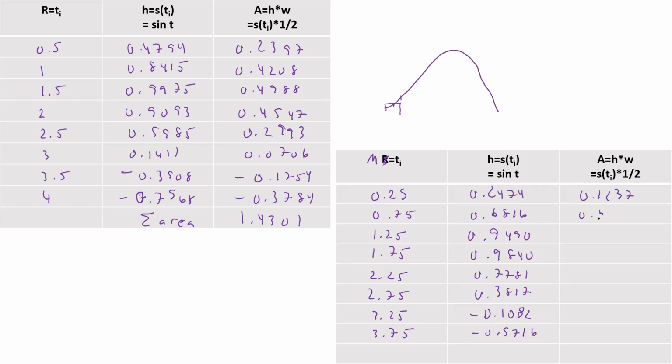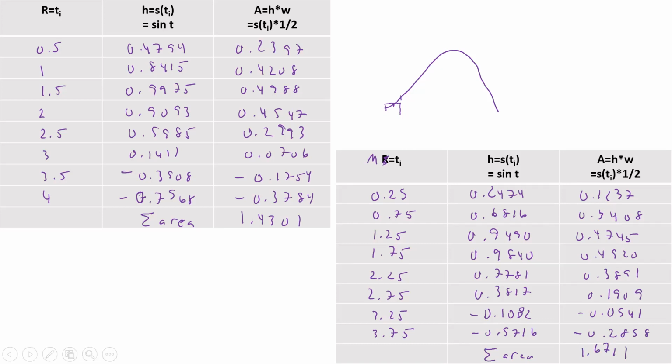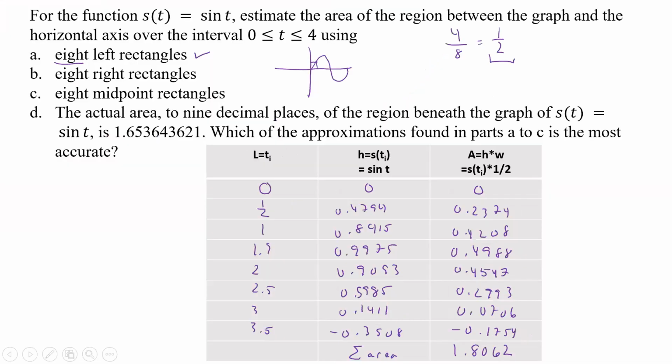0.1237, 0.3408, and then we'll have 0.4745, and then we'll have 0.4920, 0.3891, 0.1909, negative 0.0541, and a negative 0.2858. And again, we're taking a sum of all these areas here. And when we do that, we end up with 1.6711.